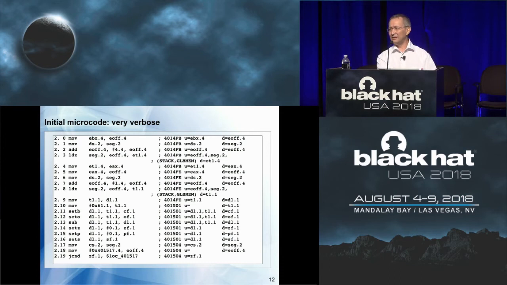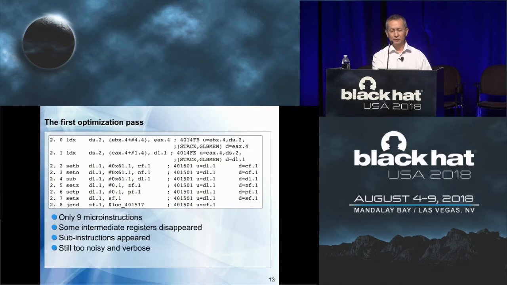So we cannot present this to a human being because it's not that readable, not very nice to handle. Anyway, the next step, we will try to optimize it a bit. We will throw away anything that won't be used. We will remove the dead code. And then we end up with only 9 micro instructions.